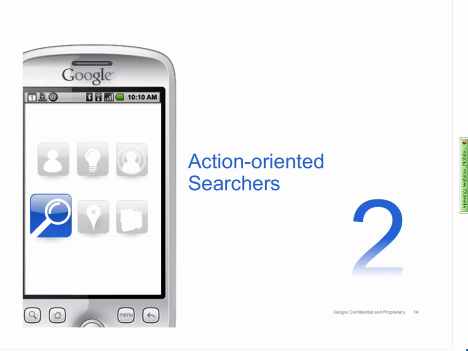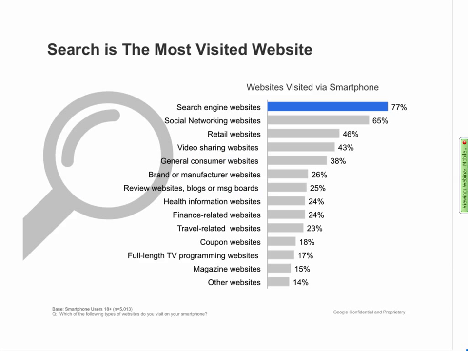Now I'd like to explore the first of our major mobile consumer trends. Smartphone users are the action-oriented searchers. Mobile internet users are visiting a variety of websites. They're social networking, they're visiting video sharing websites, they're reading consumer reviews and engaging with brands via your brand website or a retail website. And because we know from other research that search engines such as Google, Yahoo, and Bing are used to navigate to these types of websites, it's not surprising to see that they are the most popular site visited, with 3/4 visiting them. In fact, 86% of those who use search engines do so regularly.